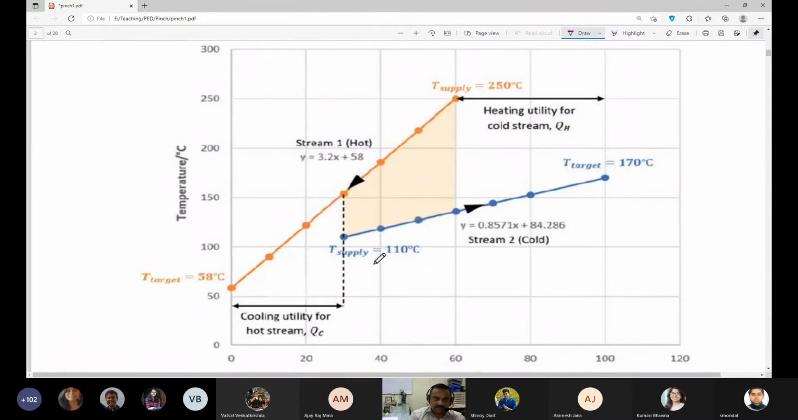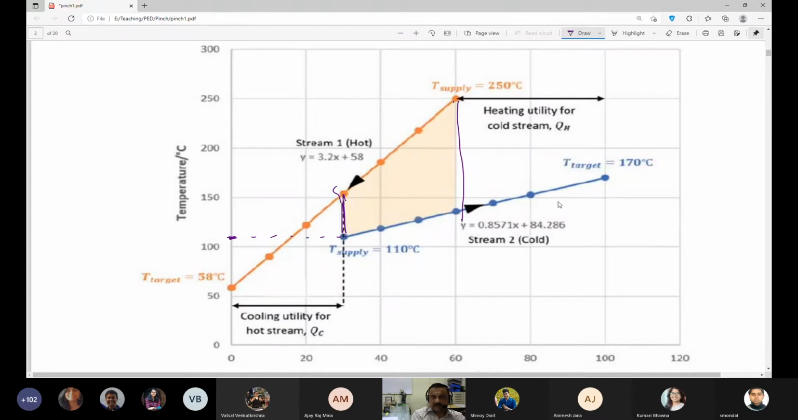And in the same way, the cold stream starts from 110, right? So it starts from 110 here, and it goes all the way to 170. So this is the cold stream. That is what we have seen in our schematic drawing. So if we want to exchange the heat, we can only do the exchange between these two locations, right? From here to here.